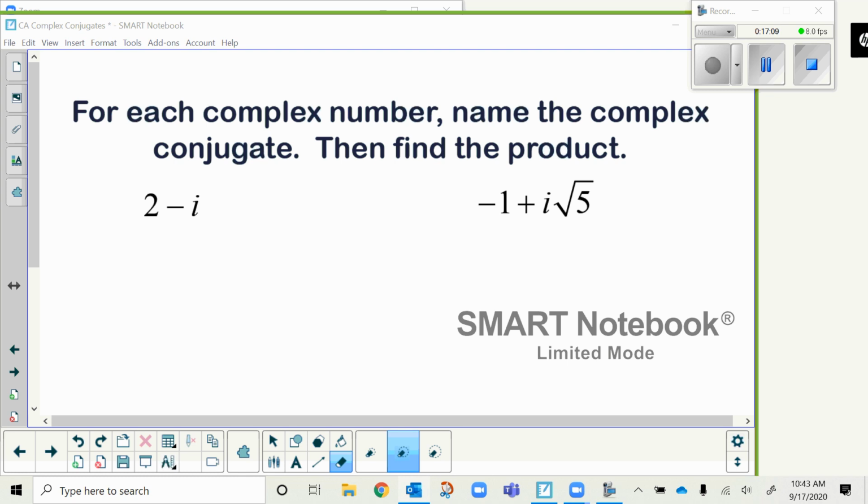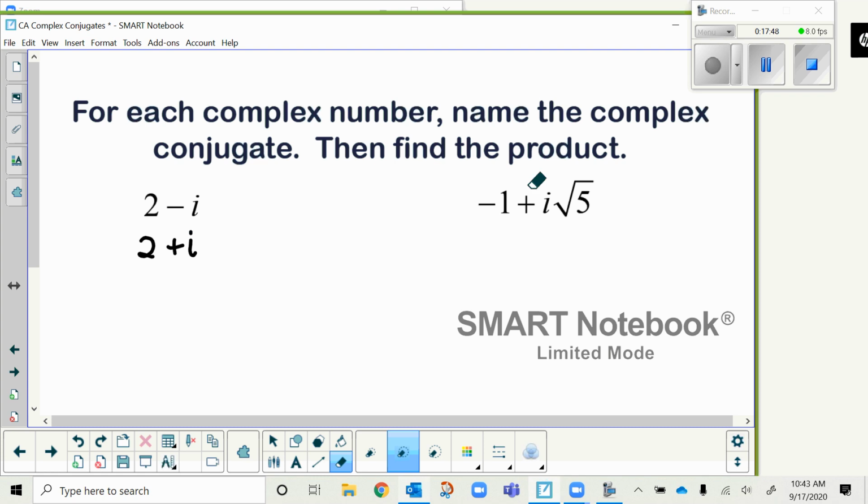So we're just writing down what we think the conjugates are. And just raise your hand real fast when you're done. Okay, thank you. All right, so here's what the complex conjugates are. On the first one, you're only changing the subtraction to an addition. So raise your hand if you wrote 2 plus i. Okay, fabulous, excellent.